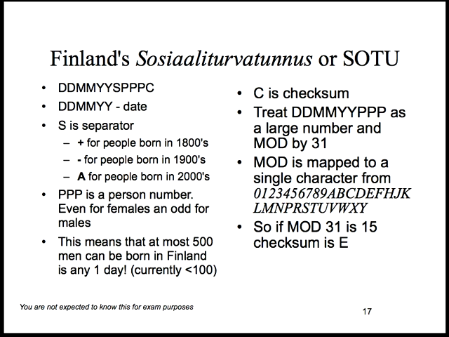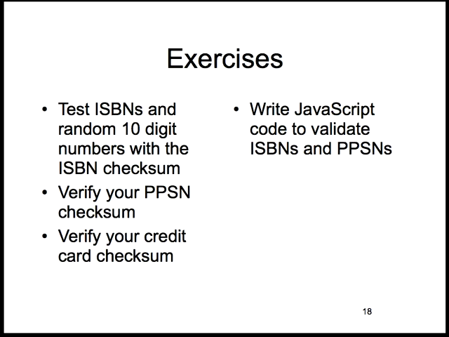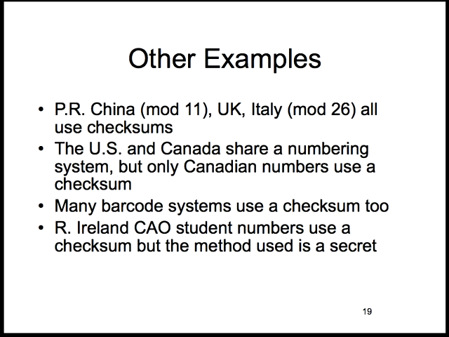Okay, now let's look at some more. The People's Republic of China uses a mod 11. The UK uses check digits. In Italy, you could tell what your mother had for breakfast on the day you were born, pretty much, from someone's ID number. It's very, very detailed. Okay, and the US and Canada share a numbering system. So if you're Canadian and you go to the US, you can use your number, but only the Canadians use a checksum.